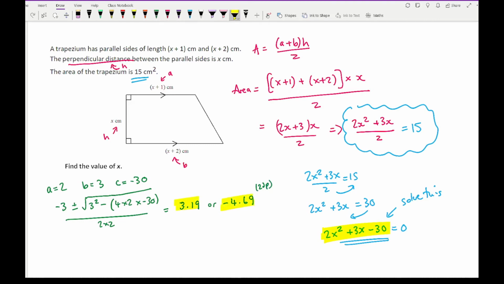Now again, because x is the height, I can't end up with a negative length, so this is not the answer. So not applicable, as it would give a negative length. So here x equals 3.19 centimeters, and that's been rounded to 2 decimal places. So there is my final answer.